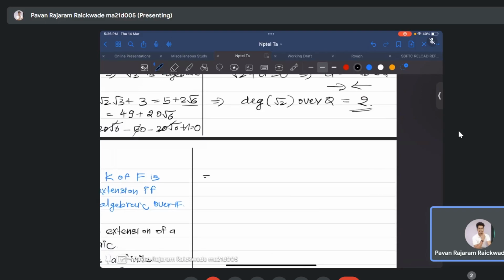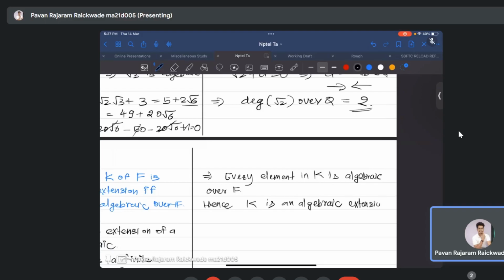So every element in K is algebraic over F, hence K is an algebraic extension of F. That's all. Okay, so I hope this is clear.